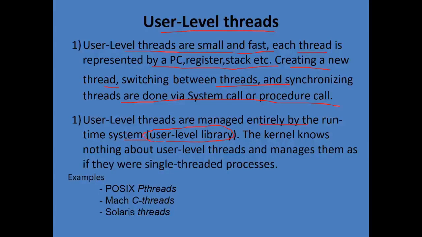This is very important in the user level space: the user level library maintains and tracks the threads. The kernel knows nothing about user level threads and manages them as if they were a single threaded process. So whatever threads are coming from the user level space, the kernel is managing those threads. We find these concepts in POSIX threads, Mach threads and Solaris threads, which are implemented inside the operating system.